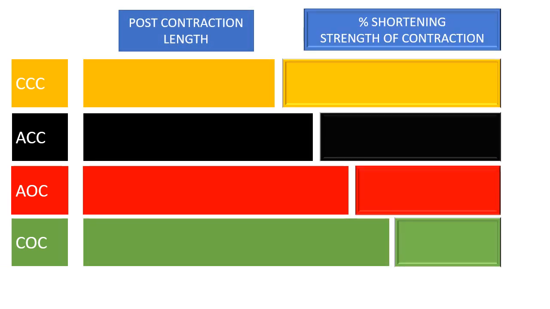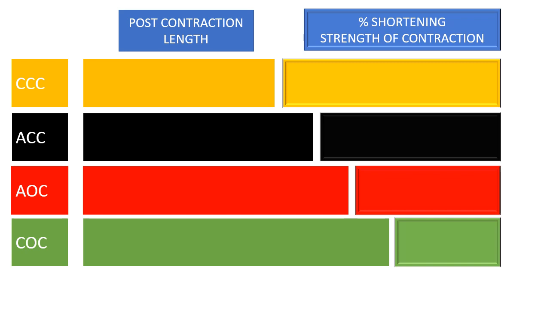So here it is. The post contraction length of the muscle, that is the maximum muscle shortening, was with CCC. Slightly less than that was with ACC, that is anodal closing current. Much less as compared to ACC was with AOC, that is anodal opening current, and the weakest amount of contraction was seen with COC, that is cathodal opening current.